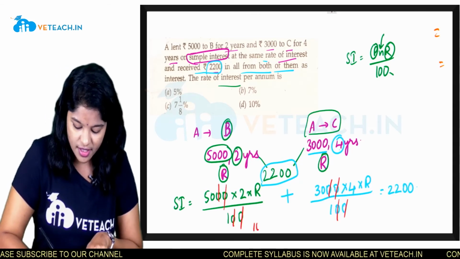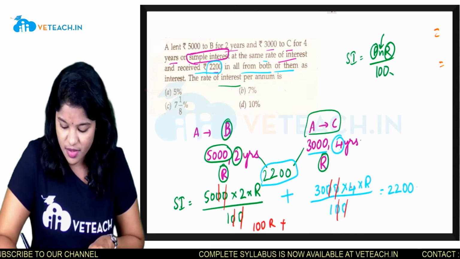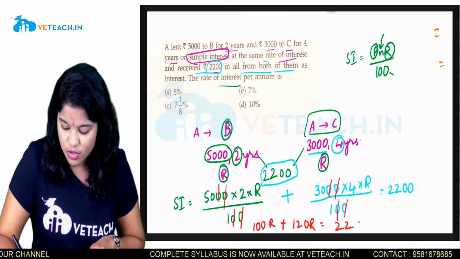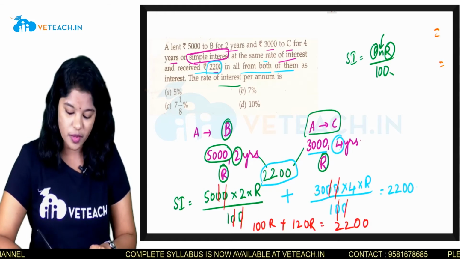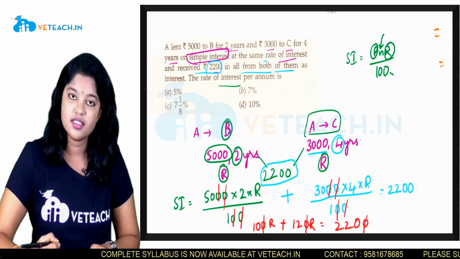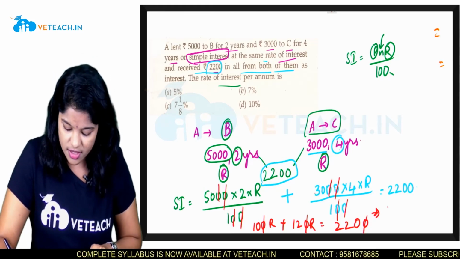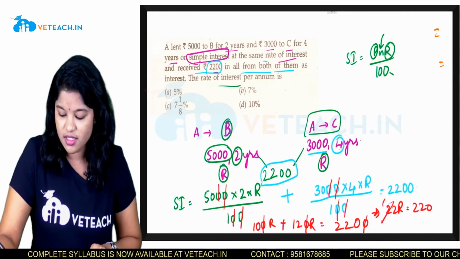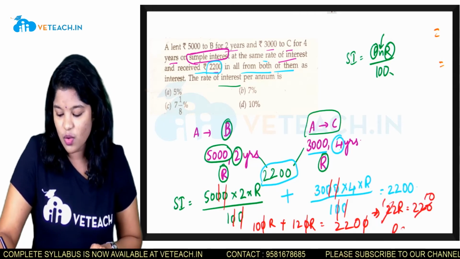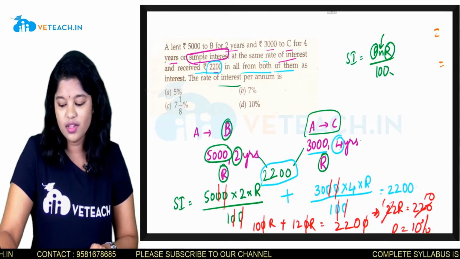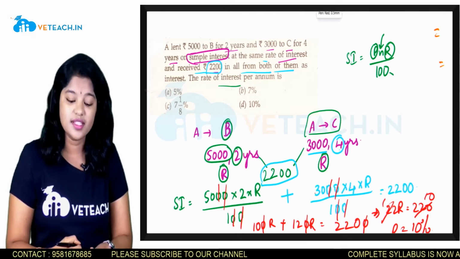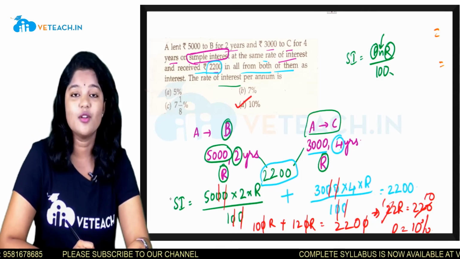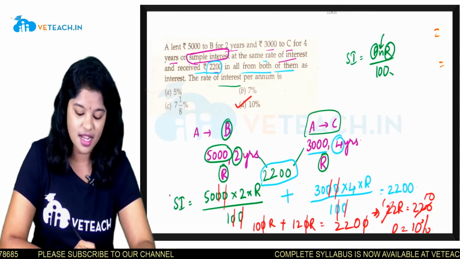So we will get here 100 R plus 3 4s are 12, 120 R is equal to 2,200 rupees. We can also cancel these zeros. So we will get 22 R is equal to 220. This is 1 time, 10 times. So R is equal to 10. That is 10% interest. So option D is our correct answer. So the rate of interest per annum is 10%.